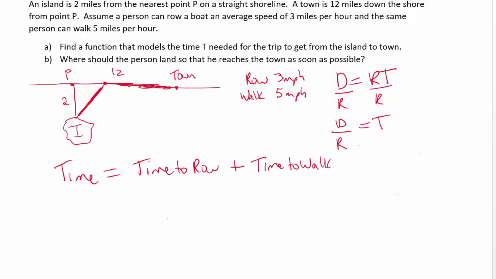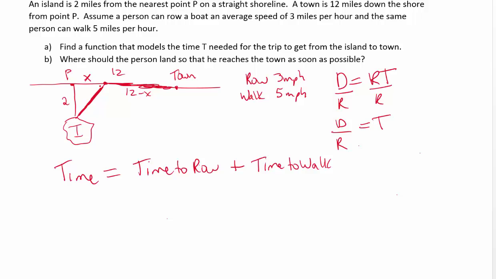Okay? So we need a variable in here, and you can choose. I'm going to choose to let x be this distance here, and that would force this to be 12 minus x. You could also have chosen this to be x, and then this much would be 12 minus x. It doesn't matter which way you choose to do it.